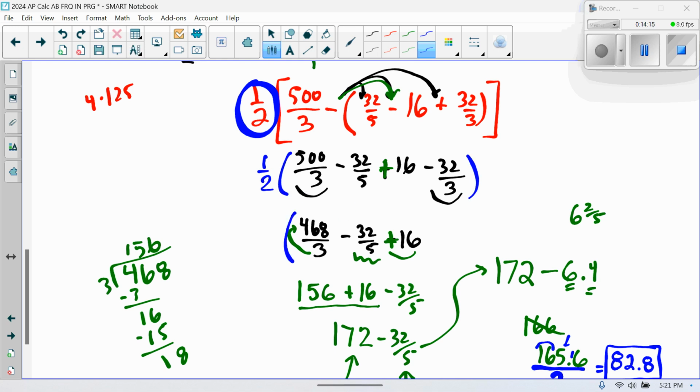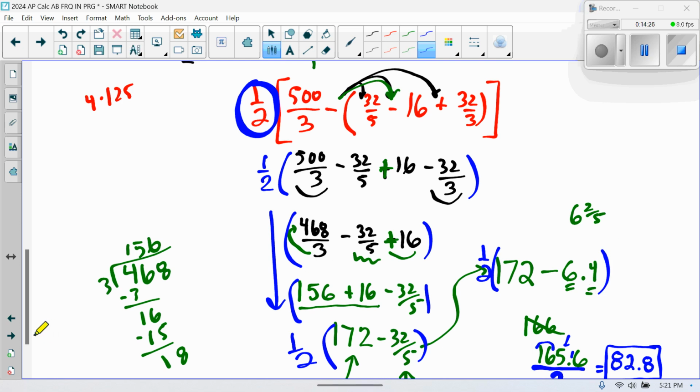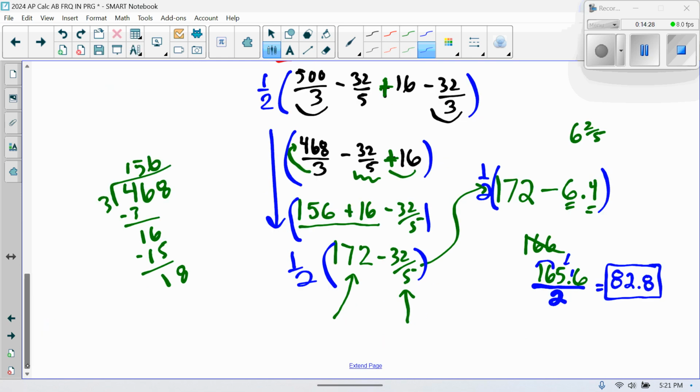I got so consumed with the simplification that I almost forgot the 1/2. That would not have been good, kids. That was a lot of work. A was simple. B is a lot of work. I think C is going to be simple as well.